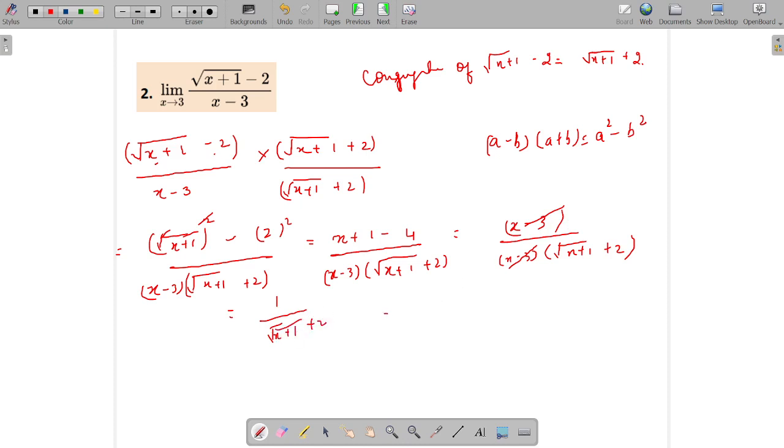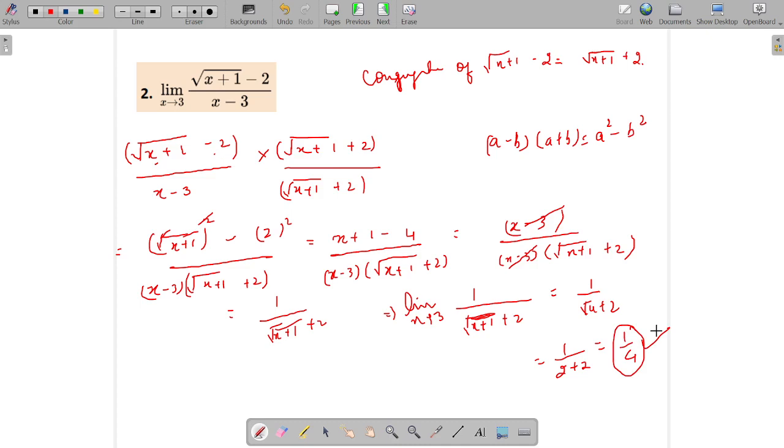So now if I apply the limit here in this function, limit x approaches 3 of 1 over root x plus 1 plus 2, I'll get the limit as how much? I'll put x equals to 3 here. This will be 3 plus 1 is 4, 1 over under root 4 plus 2, which is 1 over 2 plus 2 equals 1 by 4. And so you can see, now I have found a finite limit.